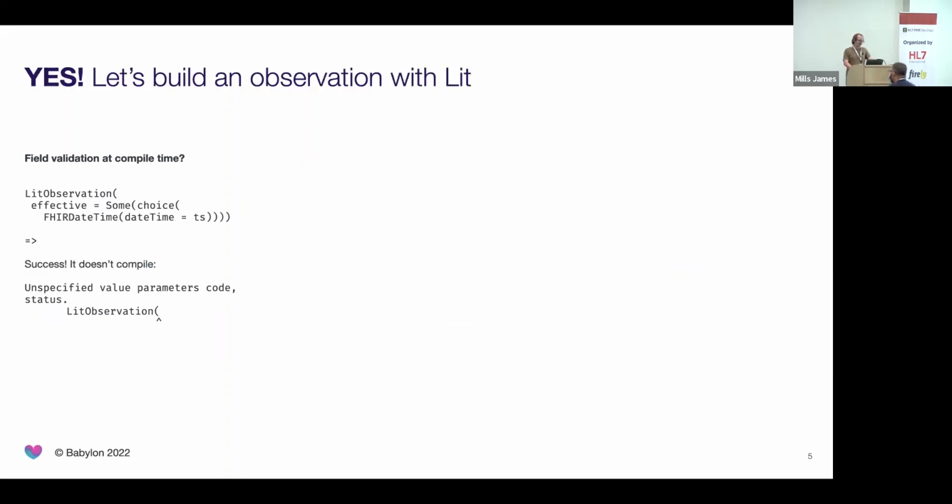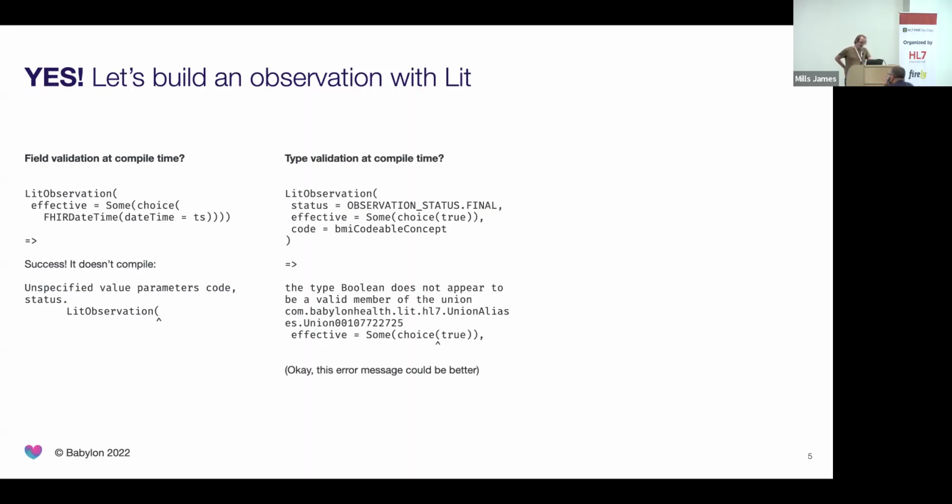So, yes, LIT is my attempt to improve on these things, to give myself a library that had the properties that I desired. So this is how you might attempt to construct an object in LIT, and that won't compile, and it will give you the error message, unspecified value parameters: code, status, because you need those for an observation.